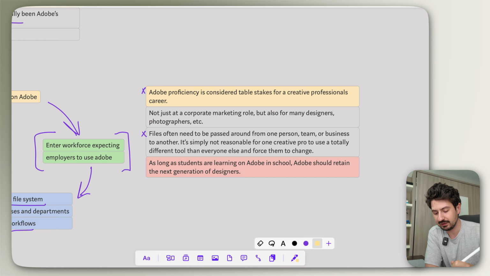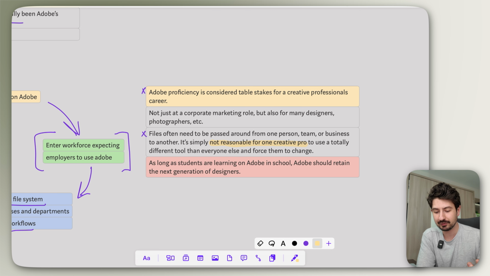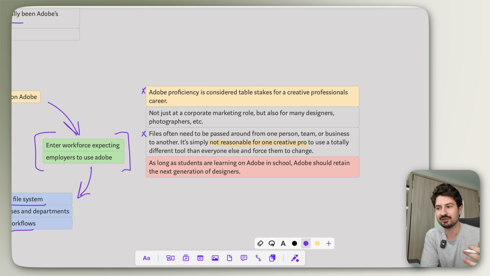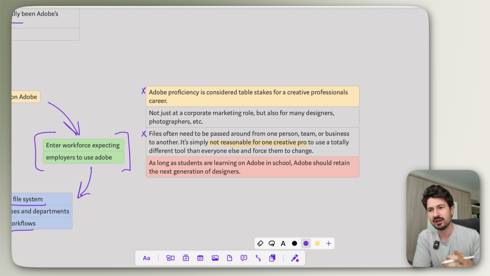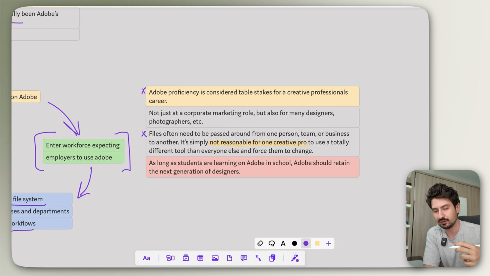The files need to be passed from one person to another and then opened in Adobe software. And I think what's important to recognize here is that it's not reasonable for any one creative pro to just decide that they want to leave the Adobe ecosystem and use another tool that's cheaper, because again, they're expected to provide their deliverables in Adobe file formats. So everyone would have to change at the same time, or a few major players would have to change in order for the ecosystem to evolve. And as long as students are learning Adobe in school, Adobe will retain the next generation of designers.